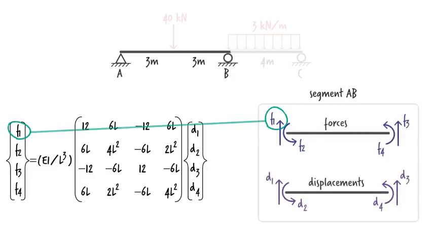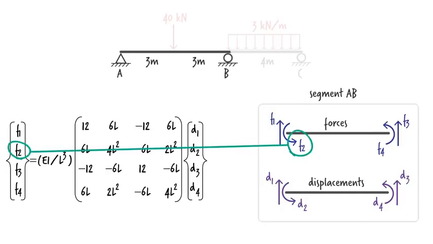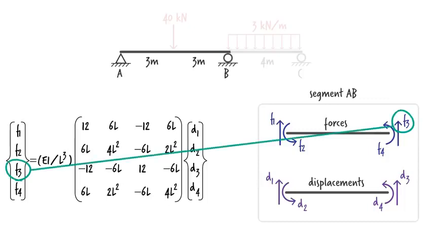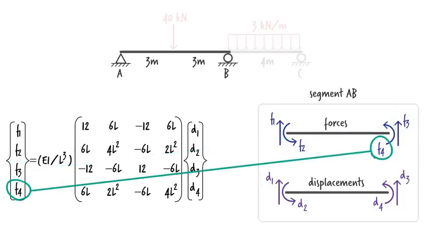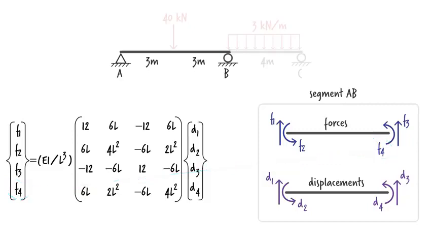Here, F1 is the shear force and F2 the bending moment at the left end of the segment. F3 is the shear force, and F4 the bending moment at the right end of the segment. Further, D1 is the vertical displacement and D2 the rotation at the left end of the segment. D3 is the vertical displacement and D4 the rotation at the right end of the segment.